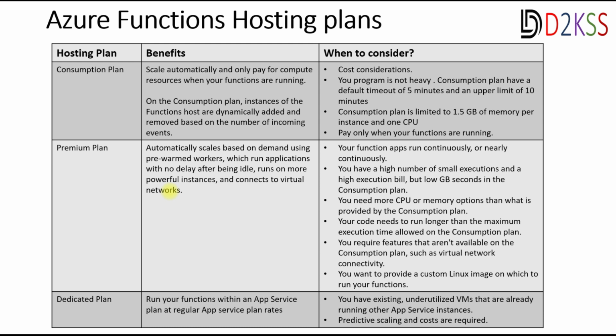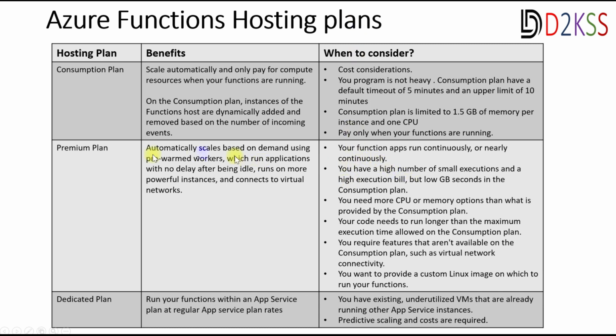In the consumption plan, the resources get ready only when a request comes. At that time resources are allocated, meaning the resources get warmed up and then the request is processed, so the processing speed will be lower in the consumption plan. But in the premium plan, the resources are running continuously, so there is no delay in processing the request. That is one advantage we are seeing. And it connects to the virtual network. The consumption plan does not allow connecting to a virtual network, but the premium plan allows connecting to virtual networks.